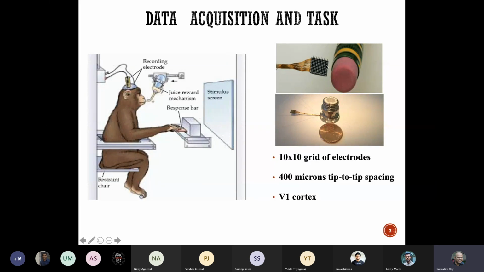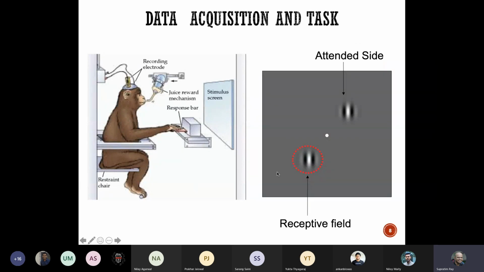Okay, and then in our case, the electrode is implanted in the primary visual cortex, area V1, which is at the back of the head. And the monkey does a task in which a couple of stimuli are shown on the screen. So the monkey is positioned in front of a screen, and the monkey looks at the dot at the screen, and you present two stimuli, one of which falls on the receptive field of these neurons.